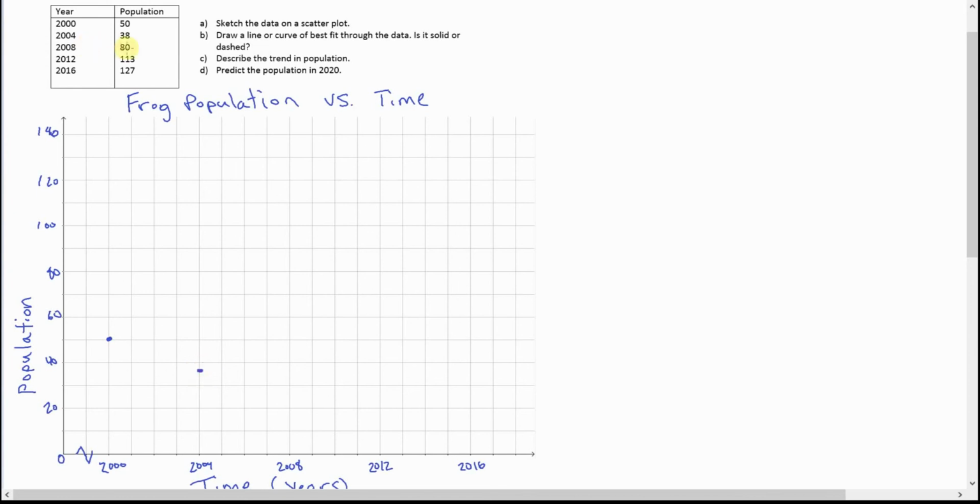Okay, 2008, the population is about 80. 2012, 113. 2016, 127.